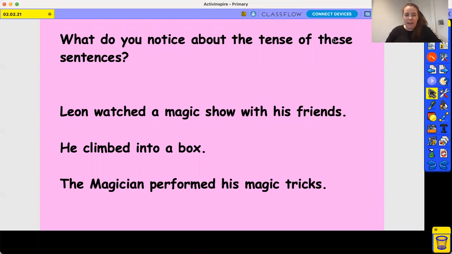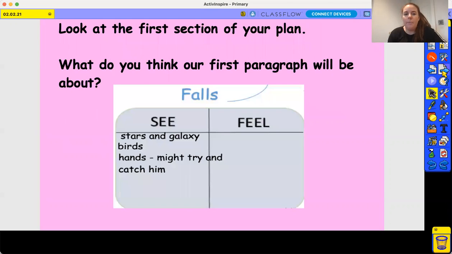Okay, so if you haven't already guessed, they are all written in past tense, which is important because as we continue telling the story today, it's important that we continue in past tense. And we know that they are past tense because they are using the ed ending there. So make sure, because some of us are a bit dodgy with our tenses, that we remember that today as we are going forward.